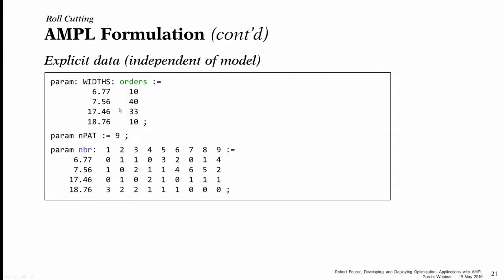And in this case, there are 4 widths to be cut, and here's the number of each one ordered, and there are 9 patterns. There they are. And so I want to know how much of each of these patterns should I cut so that I can meet these orders and cut the fewest number.